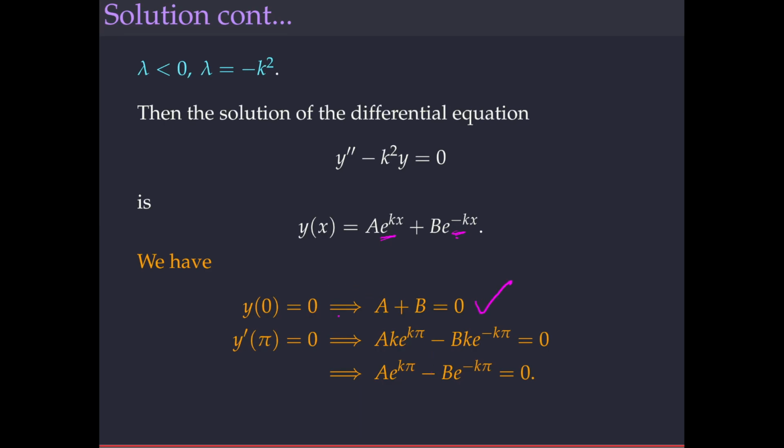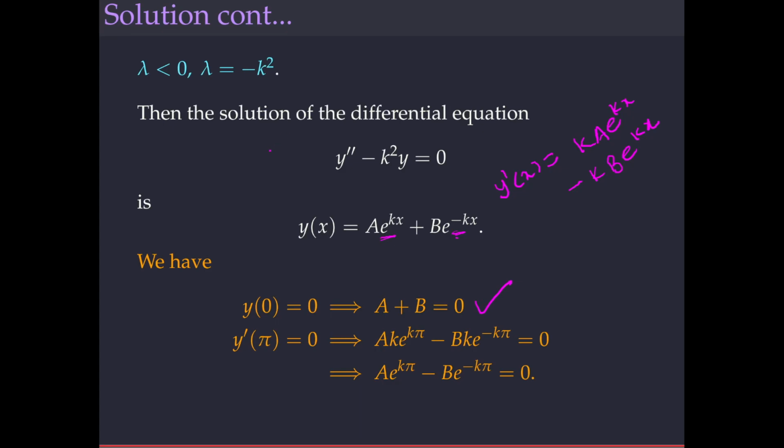And y prime of pi, so what is y prime of x? So y prime of x is ka e to the power kx minus kb e to the power minus kx. If I substitute pi, I get ka e to the power k pi minus kb e to the power minus k pi equals 0.